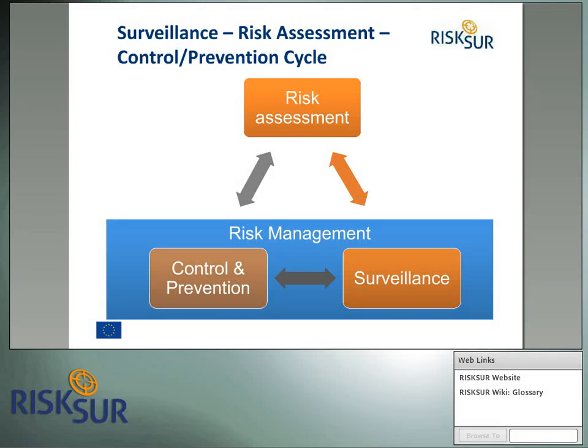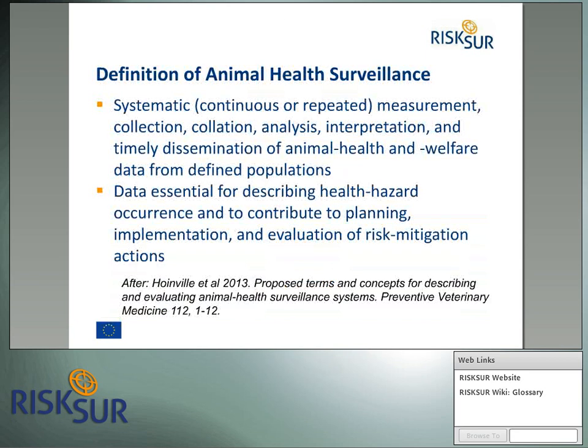Moving on to surveillance itself, it is useful to have definitions, and I am using a definition extracted from the paper by Hoinville et al. from 2013. It is about the systematic measurement, collection, collation, analysis, interpretation, and timely dissemination of animal health and welfare data from defined populations. That can be done using a repeated process, where you're measuring or sampling on different occasions, or as a continuous process. The information generated by animal health surveillance is essential for describing health hazard occurrence and to contribute to planning, implementation, and evaluation of risk mitigation actions.